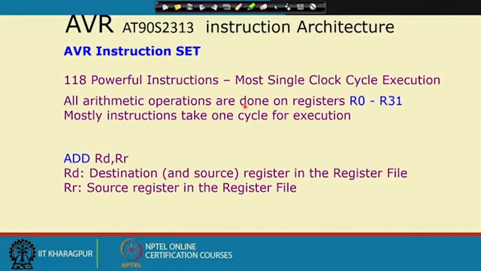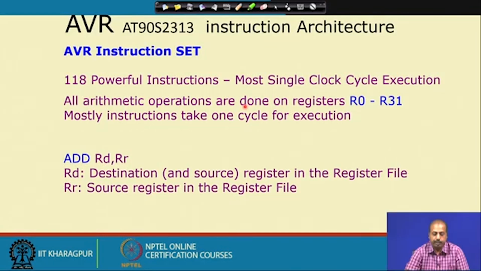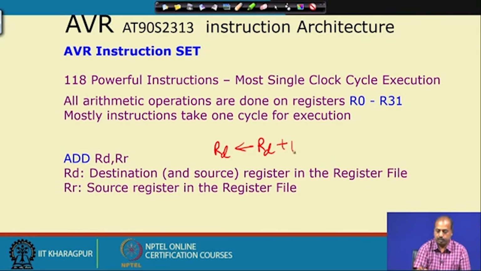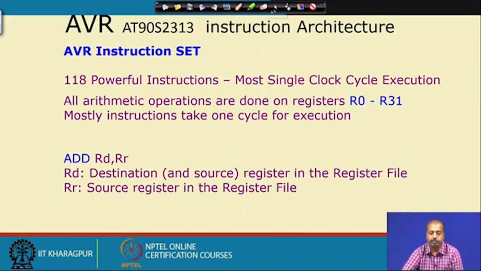The add instruction in this AVR processor may be like add RD comma RR, where RD is the destination and source in the register file, and RR is the source register in the register file. The operation that will happen is that RD will get RD plus RR. So RD is the destination and source, and the second register is the other source. This way the add instruction may be executed.